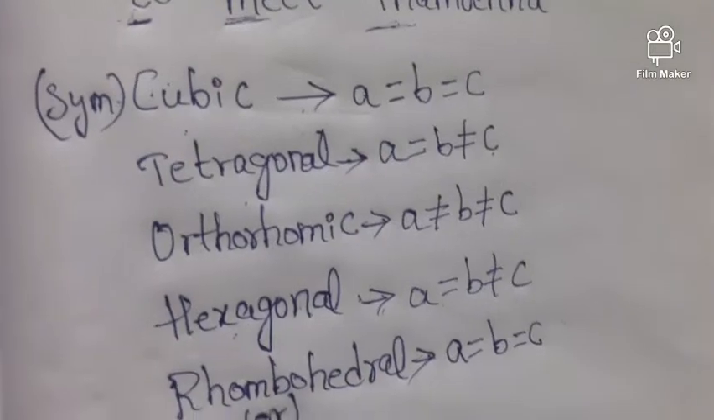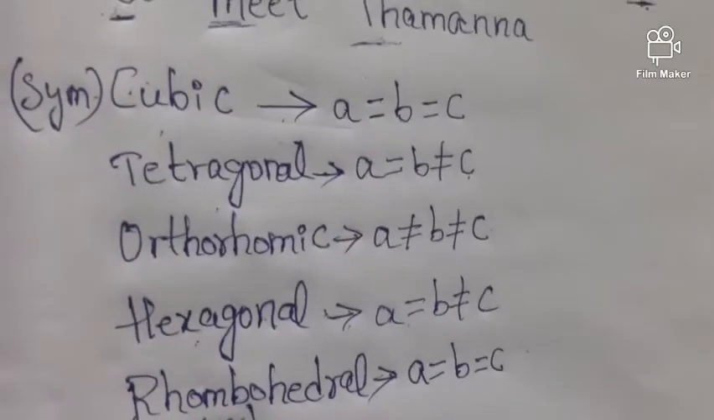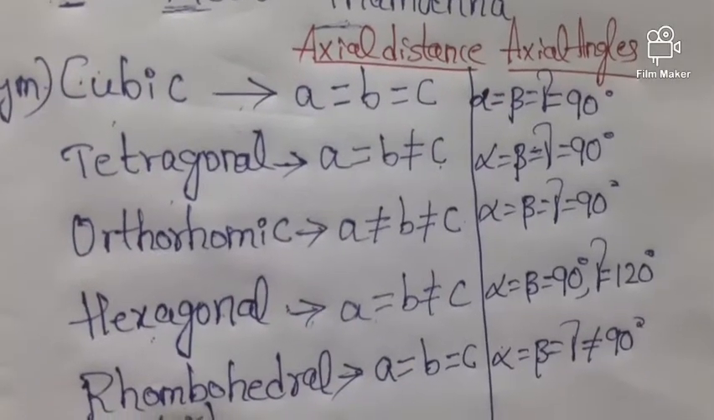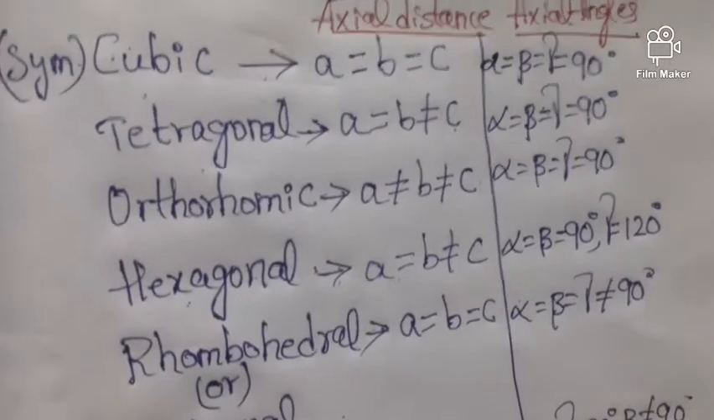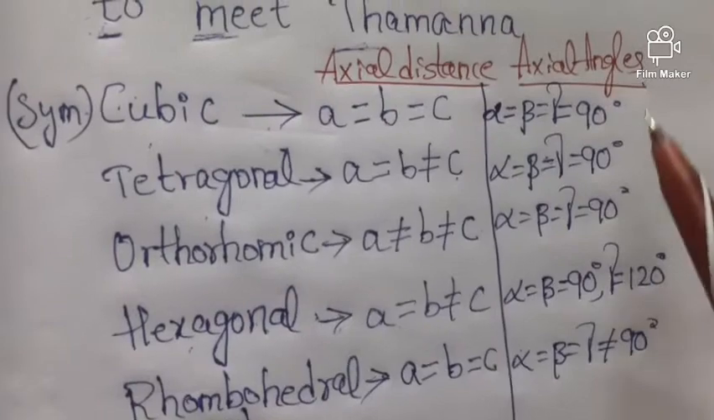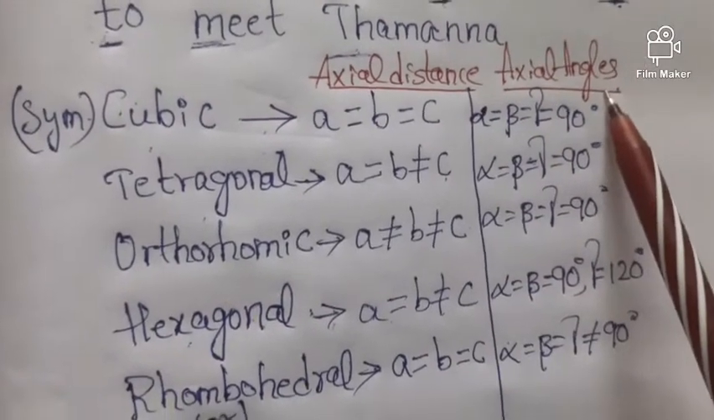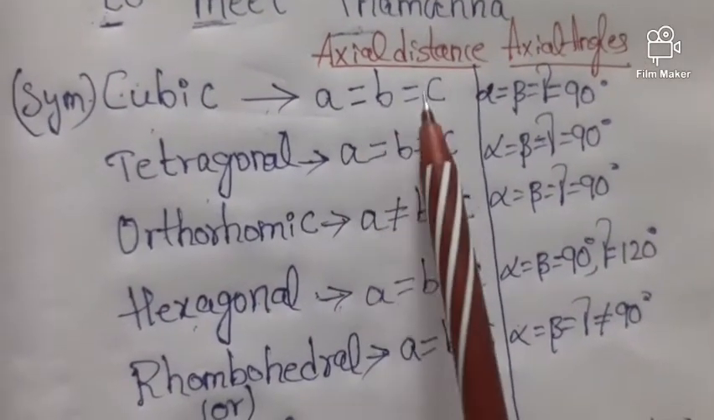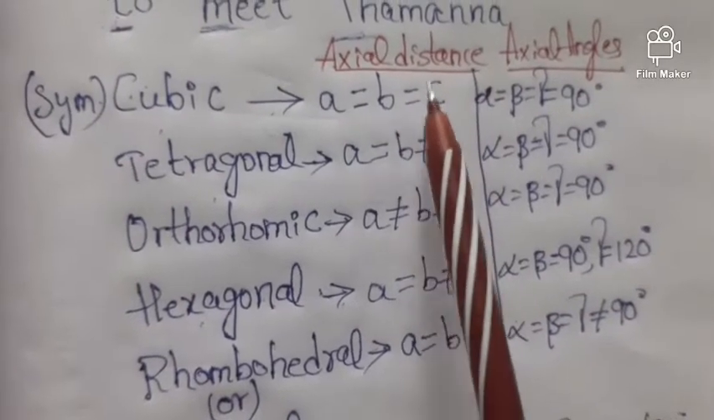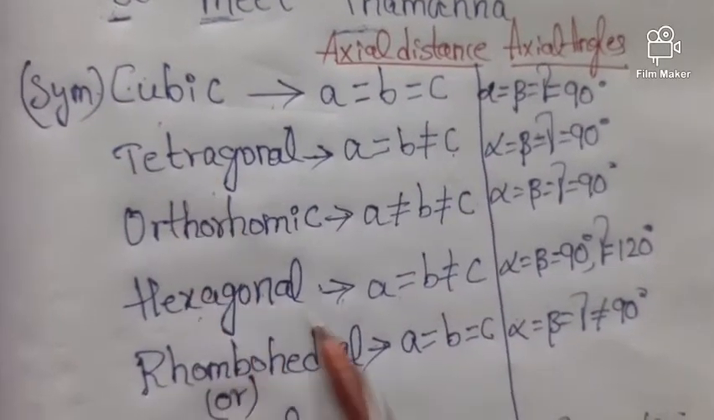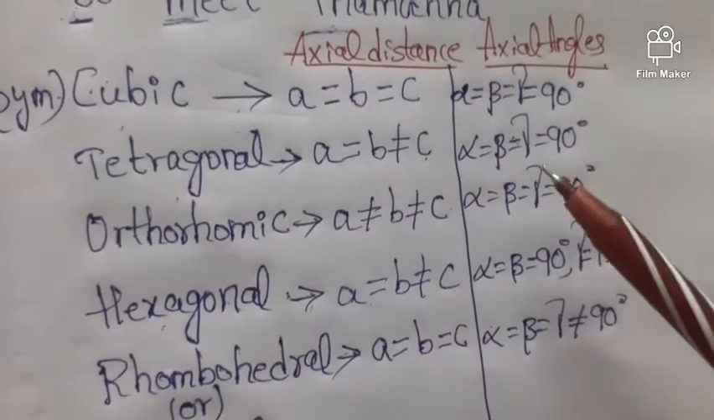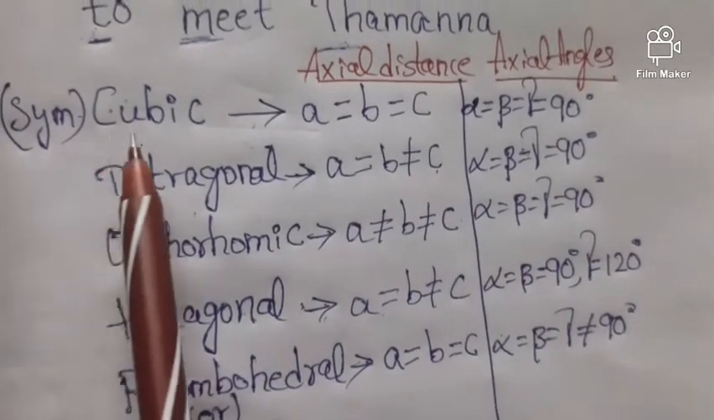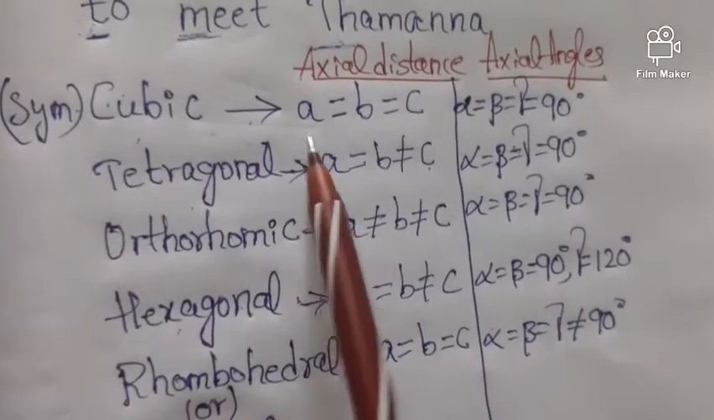Next I'll write the axial angles. Actually, friends, I don't want to make a lengthy video because it may consume your time. That's why I have already written them here. See, here are the axial distances. We have learnt the easy way to write the axial distances for the crystal systems. Now these are the axial angles. This also we have to remember. See, I already said cubic is symmetrical. Symmetrical means all are equal.